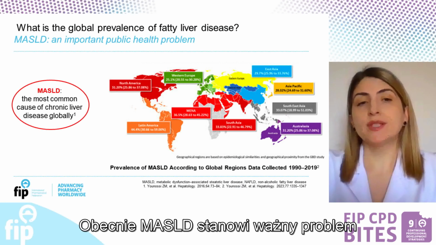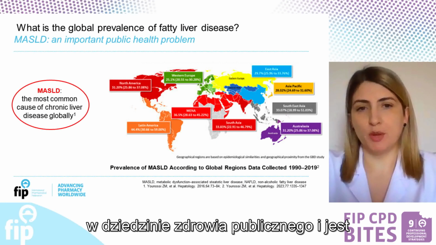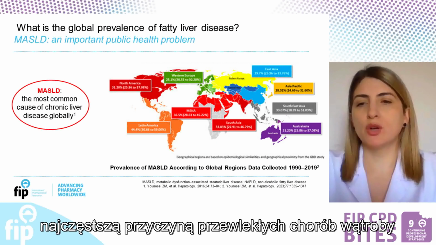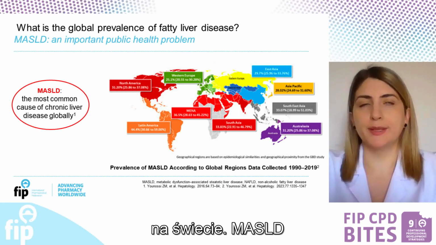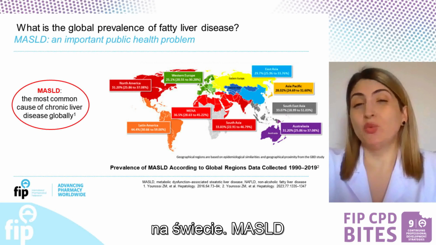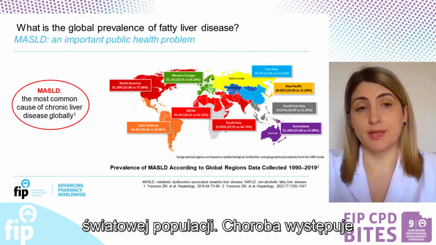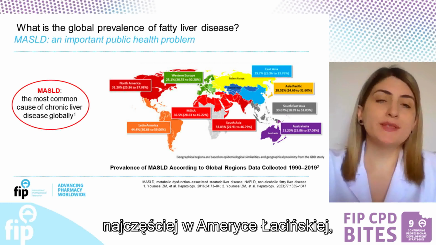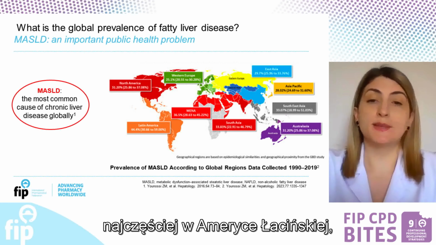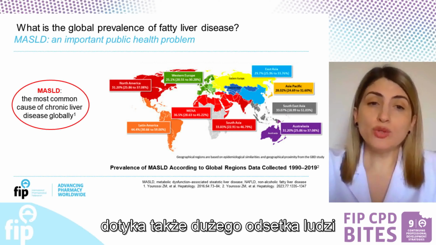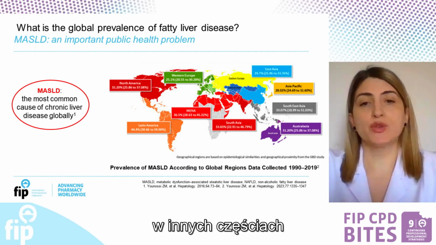Currently, MASLD is an important public health problem, being the most common cause of chronic liver disease globally. Around 1/3 of the global population is affected by MASLD. The disease is most prevalent in Latin America, the Middle East, and North Africa. But even so, it also affects large proportions of people in other areas of the world.